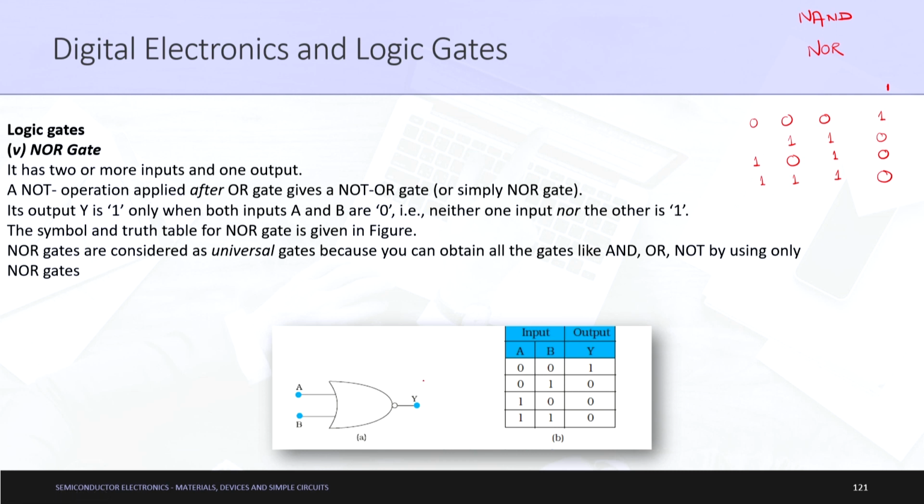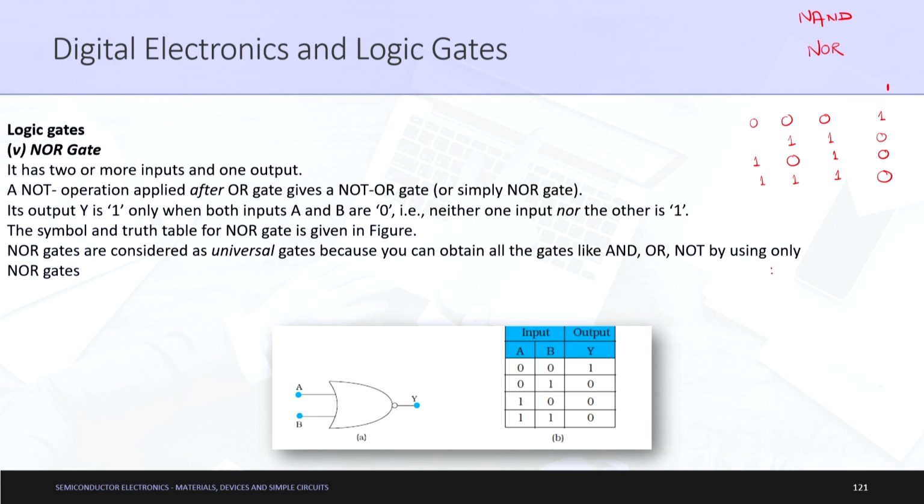The symbol, please remember again. If you remember just this shape, this is an OR gate symbol, and if you add a circle here, this will be a NOR gate symbol. So, the symbol and the truth table for the NOR gate is given in the figure. NOR gates are considered universal gates because you can obtain all the gates like AND, OR, NOT by using only NOR gates. Okay. So, that is how the implementation is done, and that is all the 5 logic gates which you need to remember.